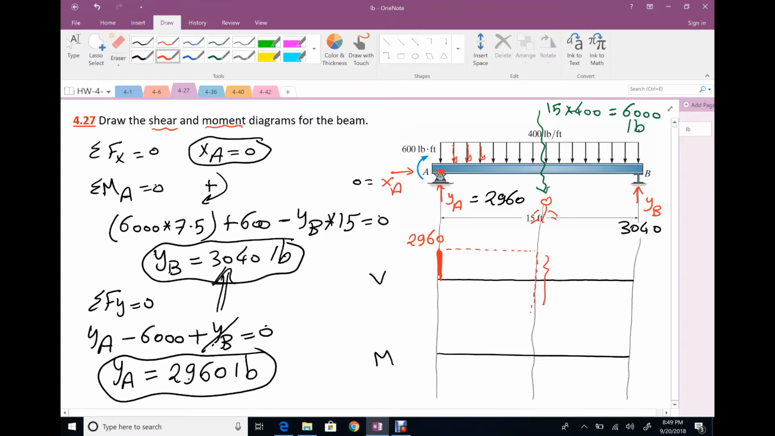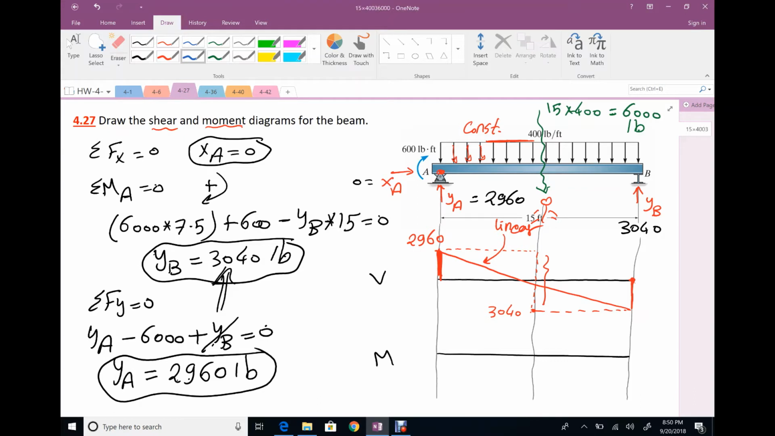So I'm here at 2,960. Go down 6,000. So I'm reaching negative 3,040. Keep going till you found the last reaction YB goes up, so I will close to 0. From the first point to the end point of the distributed load, I'm going to draw line. Why line? Because your load is constant. Integration of constant is linear relationship, so your shear will be linear.